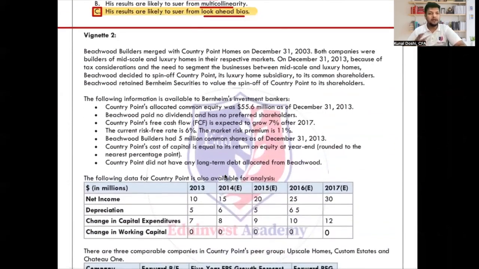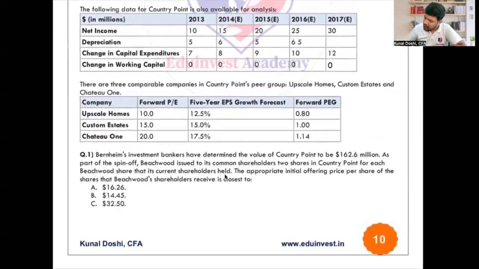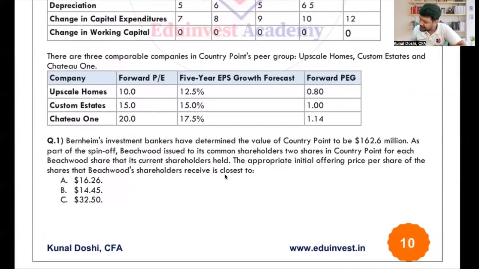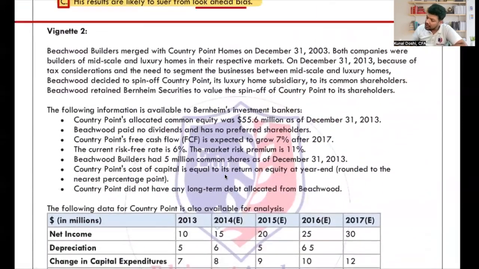Now, everyone got it? Now let's go into the second example related to the P. Berheim's investment bankers have determined the value of the Country Point to be this. They've been provided with the value. Clear? As a part of the spin-off, Beechwood issued its common shareholders 2 shares in Country Point P for each Beechwood share. So now let me read the question.